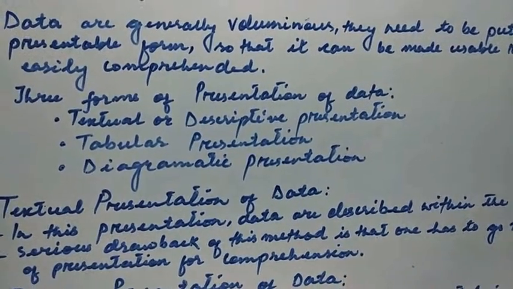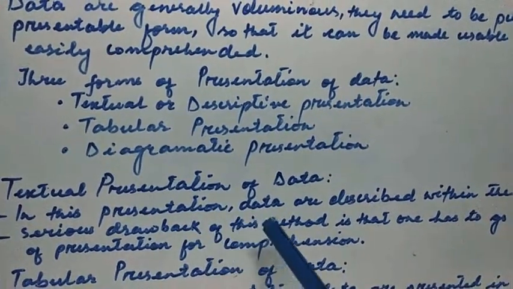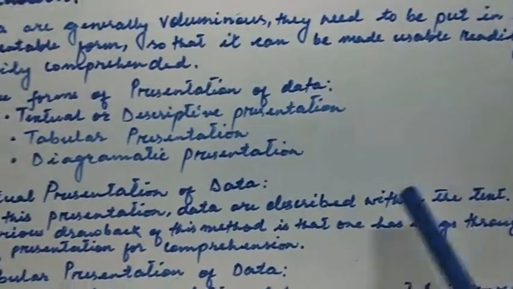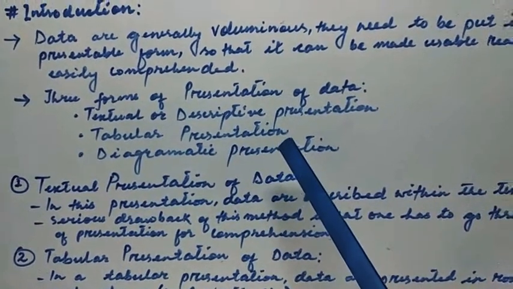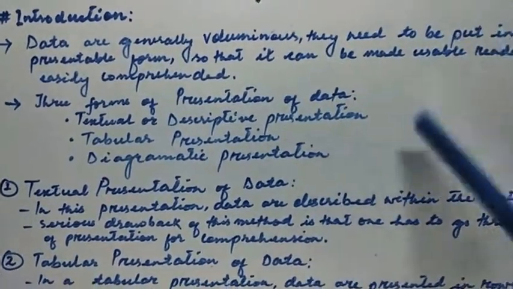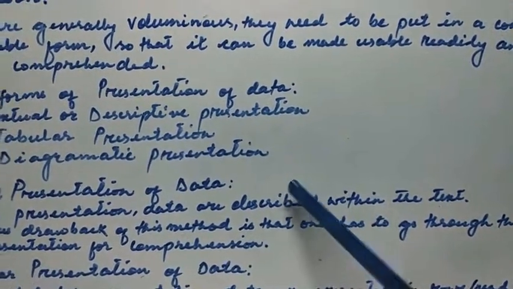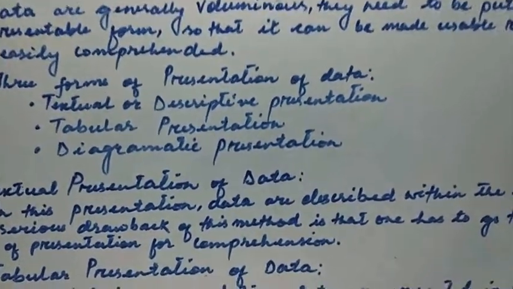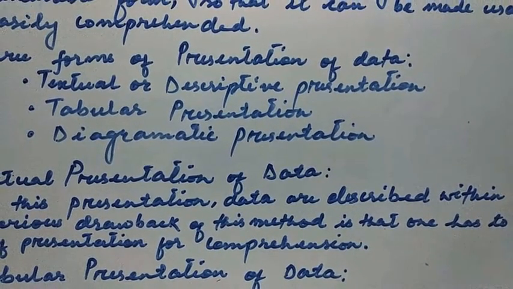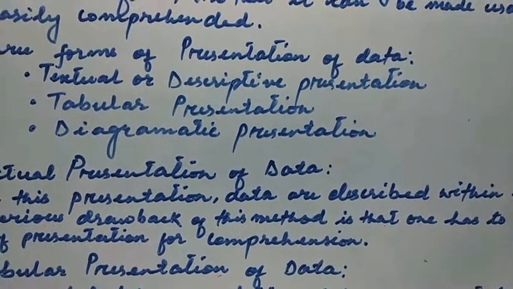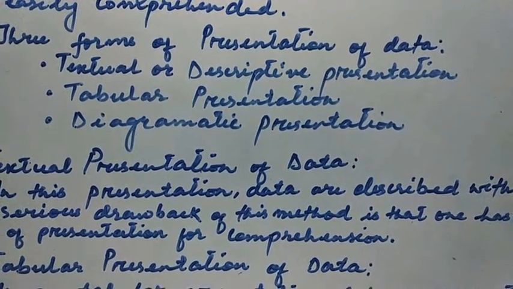So in textual presentation of data, let us go to the first one. In this presentation, data are described within the text itself. So the data or the information that is to be given are presented or described through the text. Let us say, for example, case 1, an example of a textual presentation.